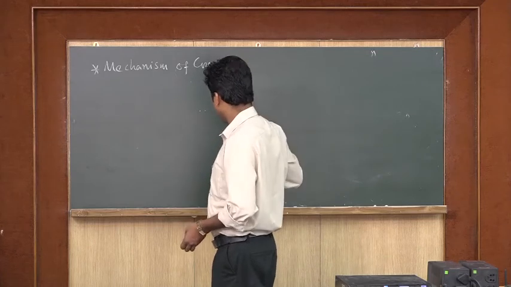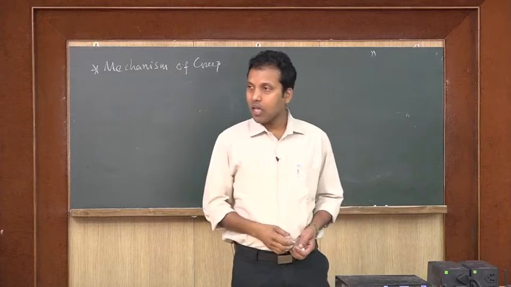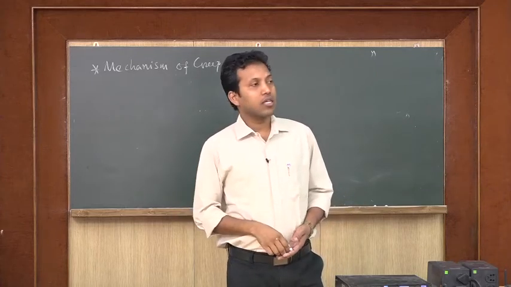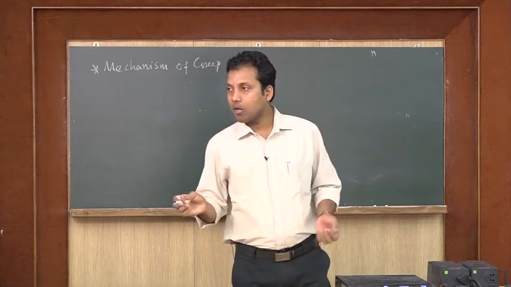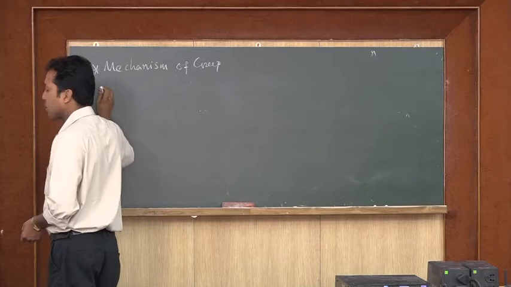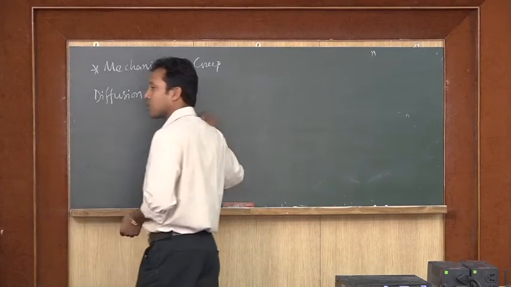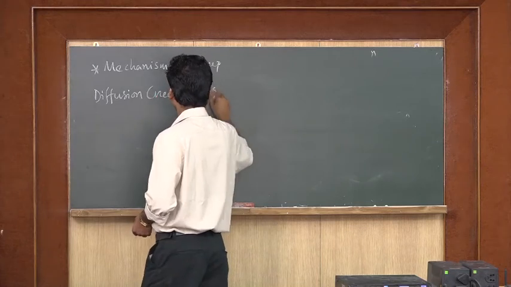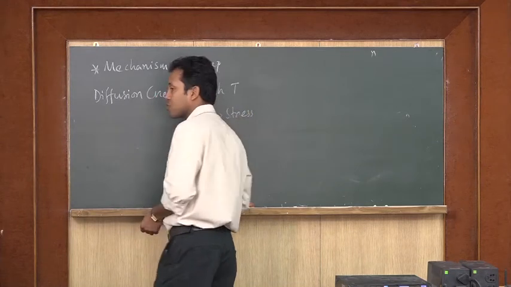But if we go by the method of low stress and high temperature, then what happens? In that case we have what we have named diffusion creep. So diffusion creep involves high temperature and low stress.